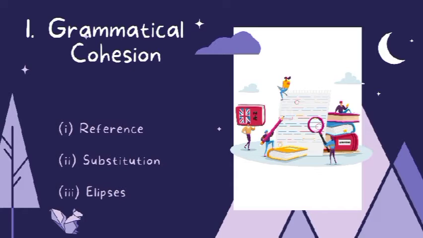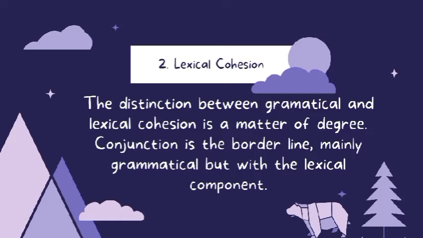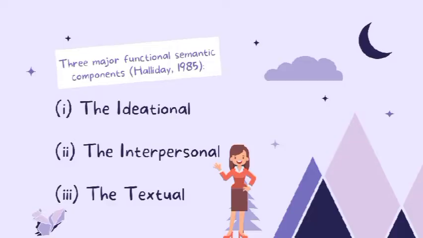Grammatical cohesion: there are reference, substitution, and ellipsis. Lexical cohesion: the distinction between grammatical and lexical cohesion is a matter of degree. Conjunction is the borderline, mainly grammatical, but with a lexical component, so we cannot clearly distinguish between the two types. Halliday and Hasan suggested not to go into the depths of these overlapping areas.